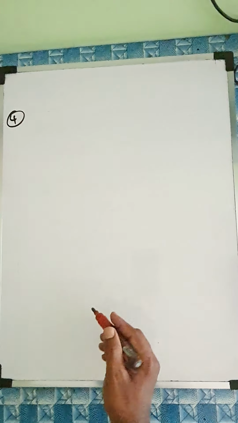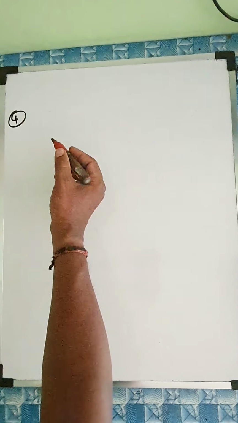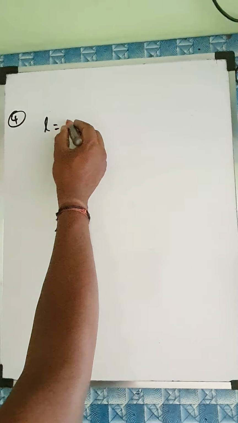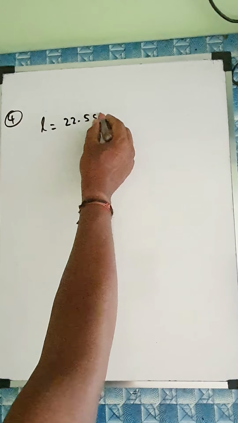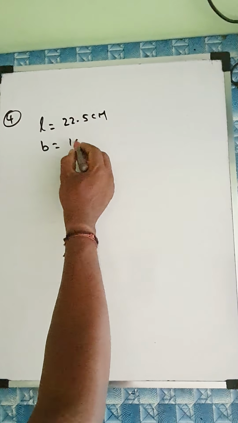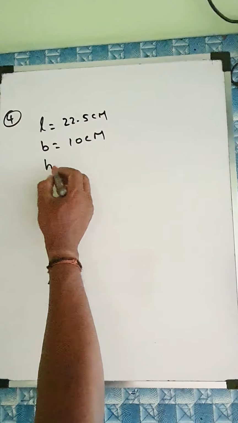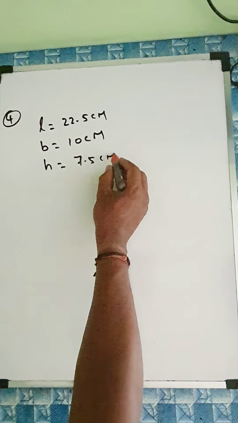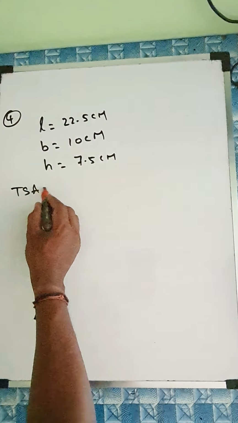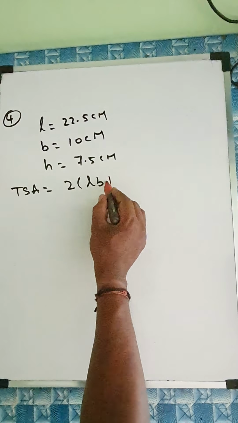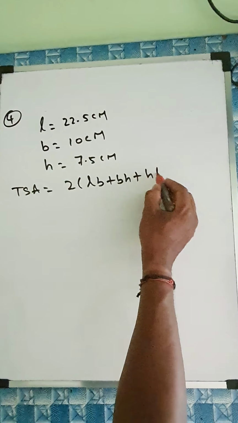So here we'll just take the bricks one first. Okay, bricks one, L is given 22.5 centimeter and B is given 10 centimeter and H is given 7.5 centimeter. So we'll find first TSA, 2 bracket LB plus BH plus HL.